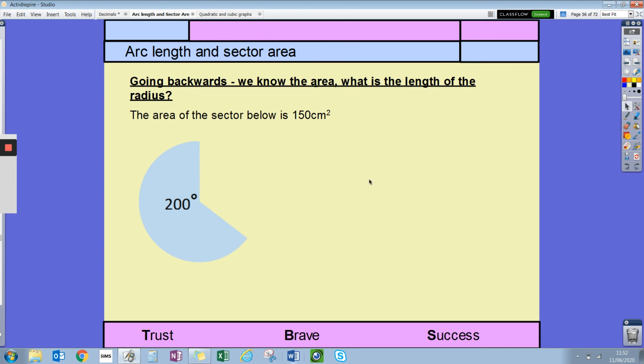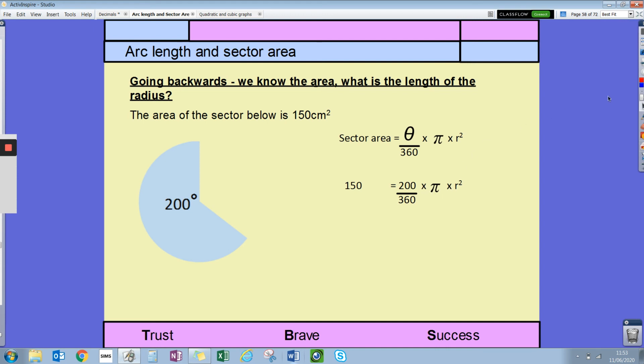Okay, so another example. We're going backwards when we know the area. What is the length of the radius? Because we know the area, we're going to use the sector area formula, the general formula. So remember, sector area is angle over 360 times pi times the radius squared. I'm going to swap in what I know, and then rearrange to find my radius. So my sector area is 150 and my angle is 200. I've swapped in what I know.